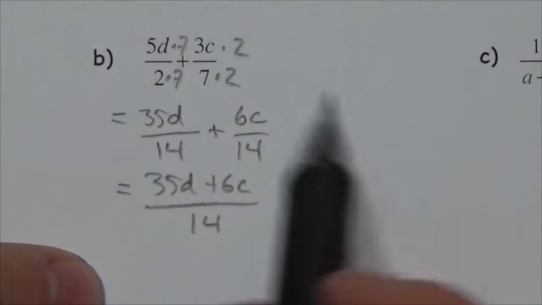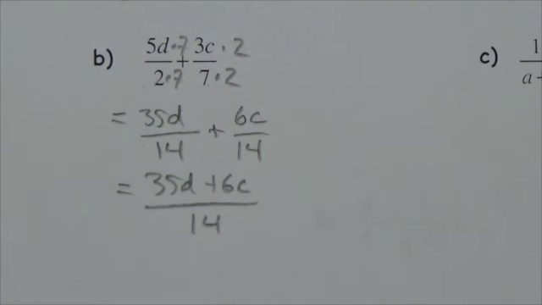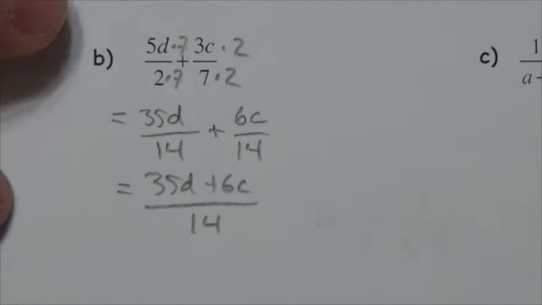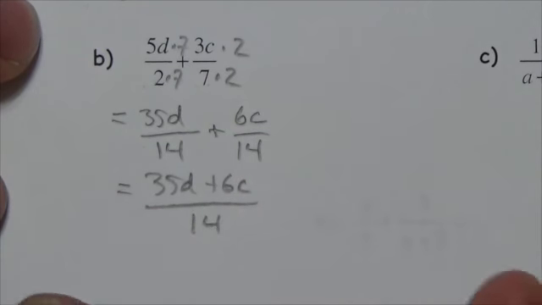There's no non-permissibles here because there's no variable in the denominator. The denominators are 2 and 7 respectively, and that's not a problem. That's not a problem at all. It's only if there's a variable down there that could be a 0 that becomes a problem.